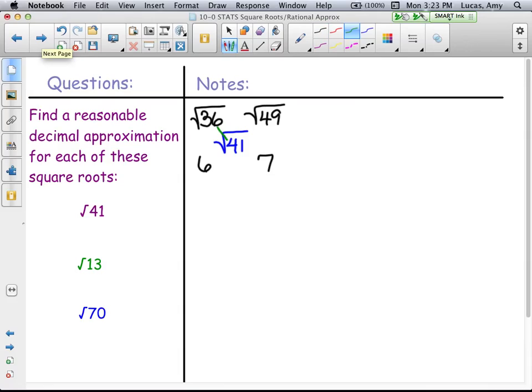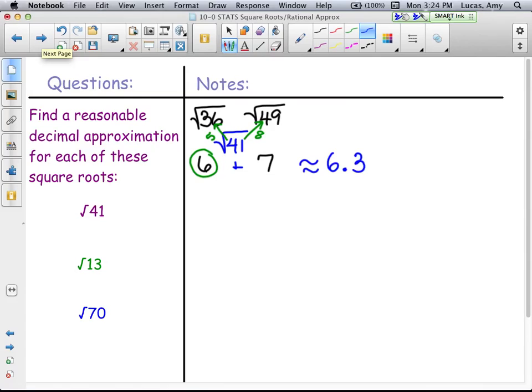So 41 is 5 away from 36, and it's 8 away from 49. That tells me that my number is going to be closer to the 6 than it is to the 7, because 36 to 41 was only 5, so it's a little bit closer. So I am going to say it's between 6 and 7, but it's closer to 6, so I'm going to go with maybe 6.3 for my estimate.